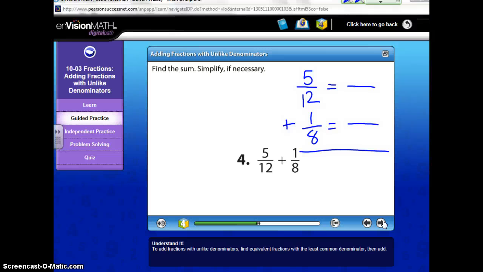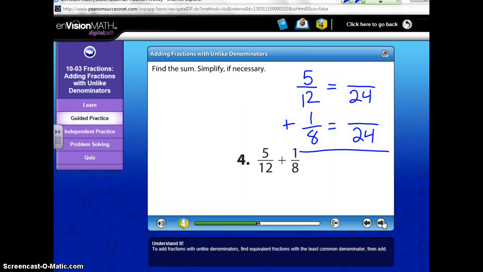What do you think, Kaylin? One hint is to look at them both and try the bigger of the two. Try the 12. We know 12 will go into 12, but 8 won't go into 12, will it? So we know it's got to be something other than that. 24, she says. She's right. Yep. 24 is our best common denominator, our lowest one.